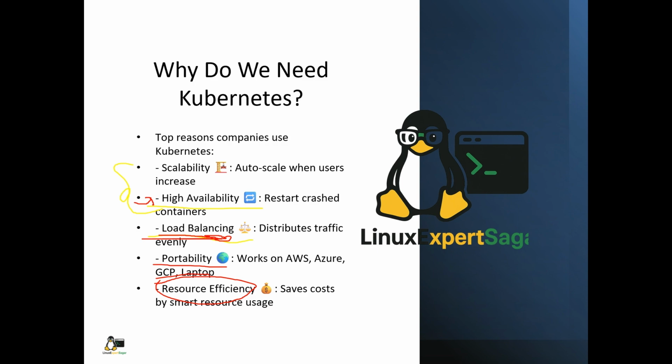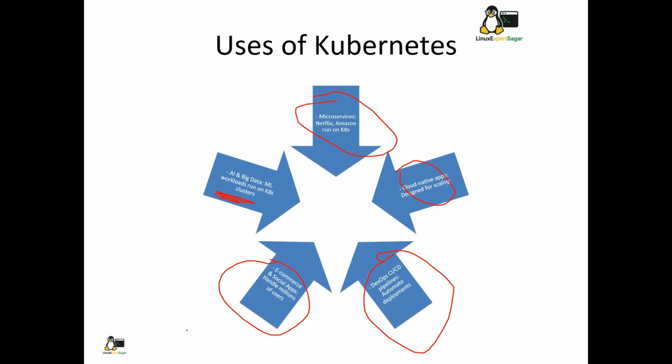Now let's look at resource efficiency. Kubernetes is designed to use your servers in the smartest way possible. Instead of leaving some servers overloaded while others sit idle, Kubernetes distributes workload evenly. This means your CPU, memory and storage are all used effectively. Nothing goes to waste. If you are using any AWS services and your CPU utilization is continuously going to 100%, there is no satisfaction, because you are getting charged.